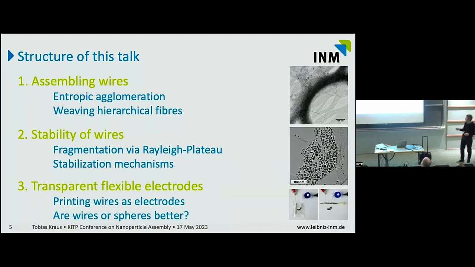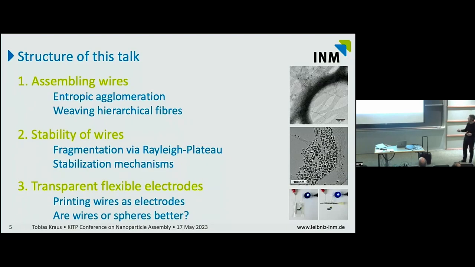Then I'll talk about, maybe the dark secret, or not so dark. There's a stability problem. These wires are so thin that they very easily fragment via Rayleigh-Plateau instabilities. And the question is, why are they stable at all? And we've looked at the role of the shell in this stabilization.